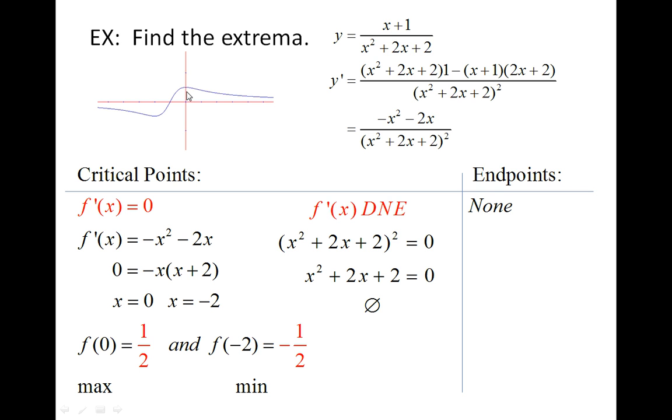So I go back to my picture and see if that looks reasonable. So here when x is 0, y is 1/2. And over here at the bottom, when x is -2, y is -1/2. So of course from the picture, I can tell this is a max and the other one is a min. I also wanted to check anywhere that the derivative does not exist.